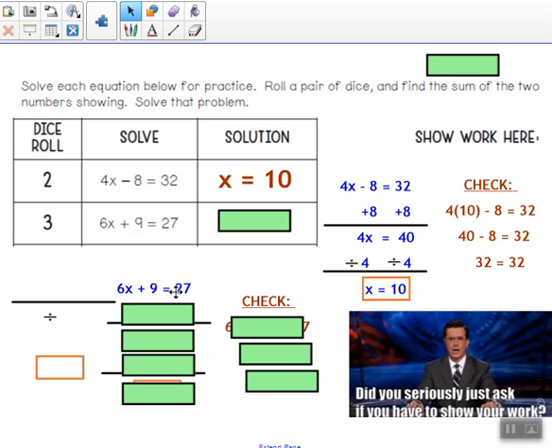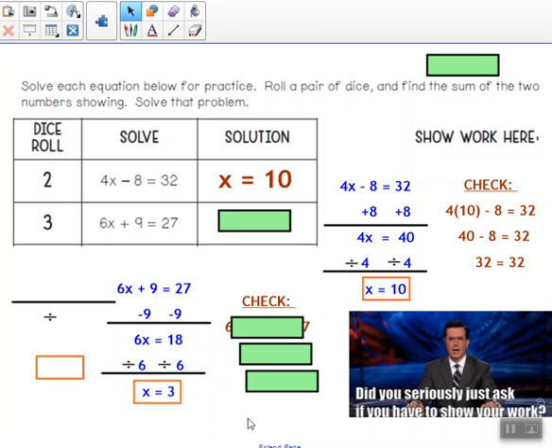Number 3, 6x plus 9 equals 27. So if we're doing that one, first things first, get rid of the adding 9. So let's subtract 9 from both sides. That will leave us with 6x equal to 18. Now I can get the variable by itself in one more step by dividing by 6. Again, both sides, always look for that balance, keep them balanced. And our x will have a value of 3.